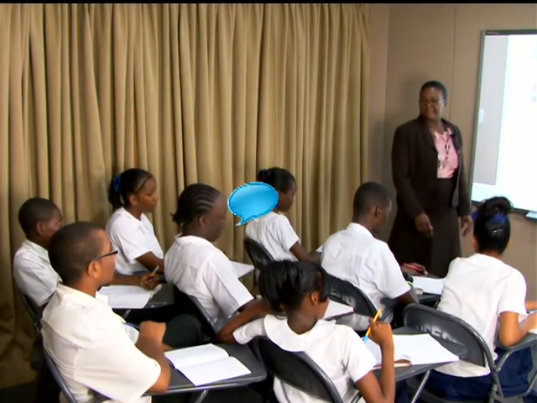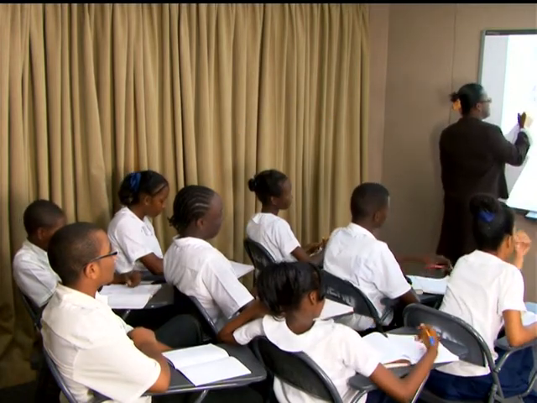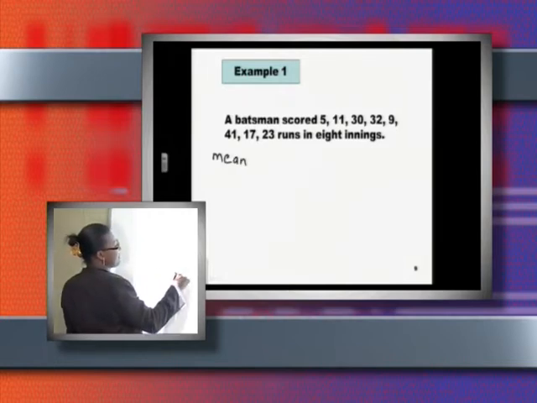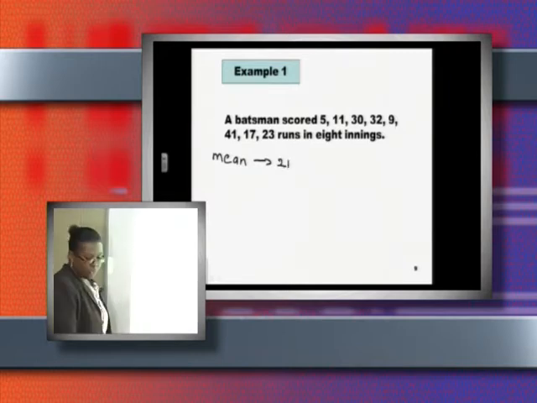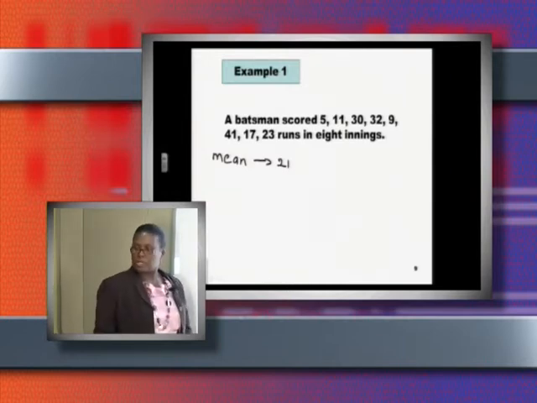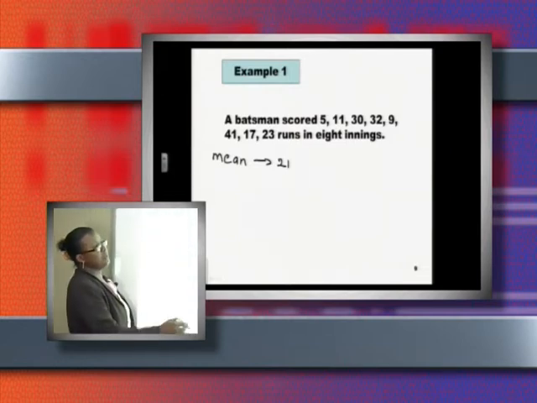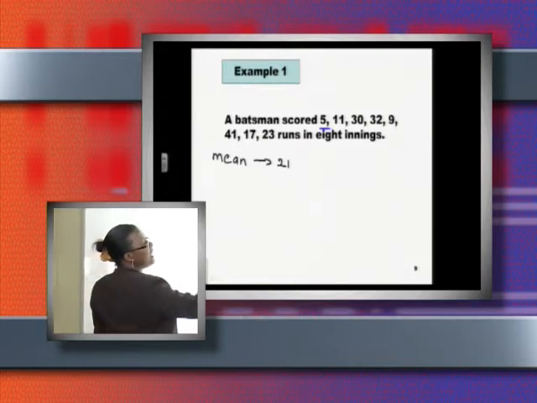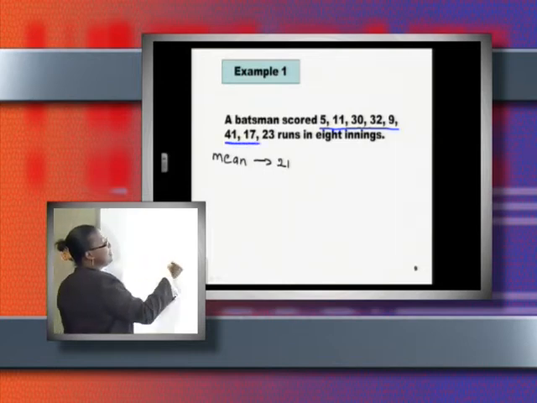Stefan, what was your answer? 21. So Stefan is saying that his mean is 21. Now Stefan, you're going to have to take me through the procedure for getting 21. What did you do, Stefan? Add the 8 different scores given. And what are the 8 different scores? 5, 11, 30, 32, 9, 41, 17, and 23.